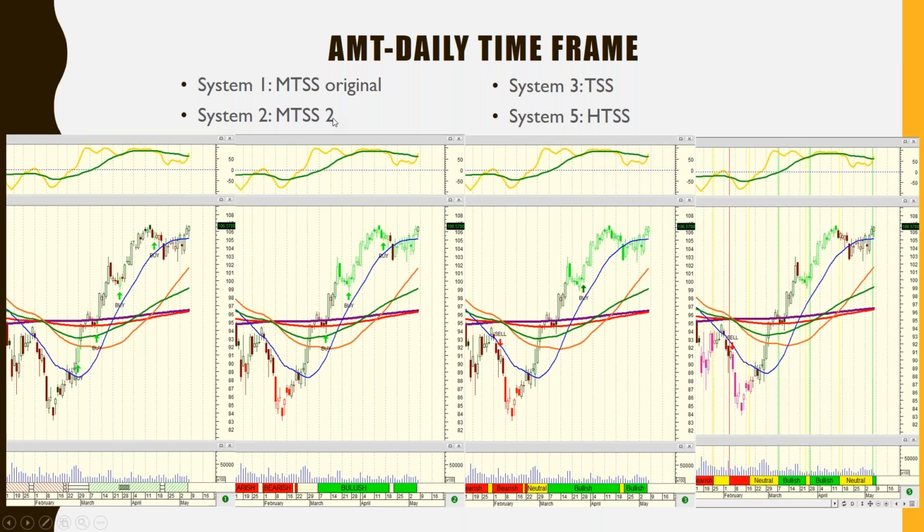The next one, in terms of aggressiveness, is MTSS2, which is providing 3 signals. And this one, which is the first one, the most anticipatory signal and the most aggressive signal at the same time, is not provided by the MTSS2. The TSS is providing only one entry.